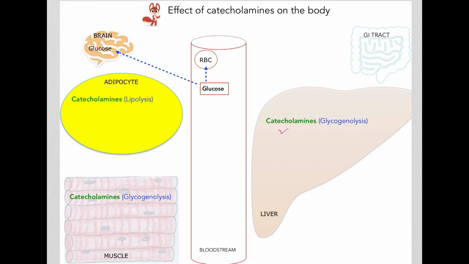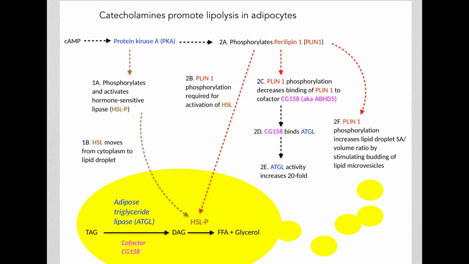So the catecholamines increase glycogen breakdown in the liver and muscle. Now let's see how the catecholamines increase triglyceride breakdown in the adipocytes, increasing lipolysis. One of the enzymes required for lipolysis is hormone sensitive lipase, or HSL. This enzyme basically breaks down diglycerides into monoglycerides, and then these monoglycerides are further converted into free fatty acids and glycerol.